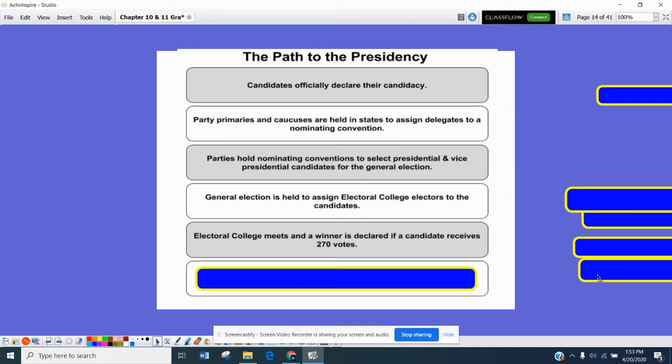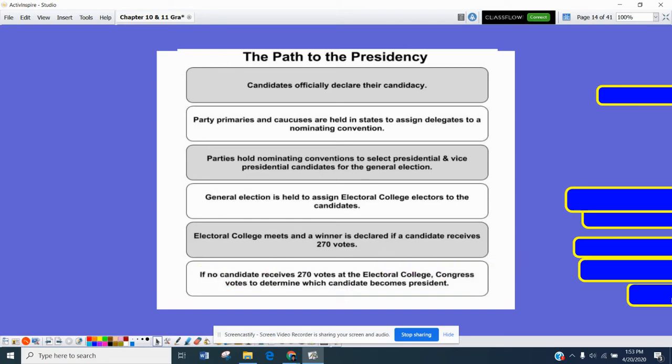There have been times when you have a candidate that has more popular votes, which, by the way, is what happens in our general election, but still doesn't win the Electoral College. An example of that would be the 2000 election, which was a pretty closely contended election. Al Gore had won the popular vote, but the Electoral College was won by George W. Bush.